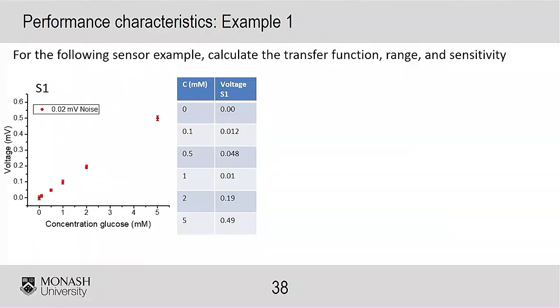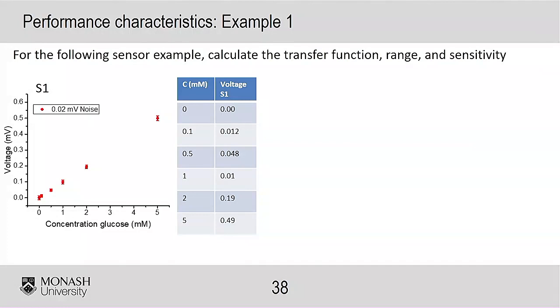So we're going to go through some performance characteristics examples, just to quickly summarize some of the things that we've learnt. The first one I'll put up on the screen with the solution, and then the second one I'll get you guys to spend about 10 to 15 minutes trying to resolve yourself. So for the following sensor example, calculate the transfer function, range, and sensitivity.